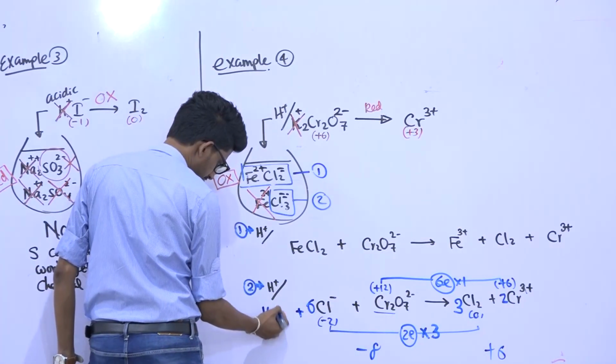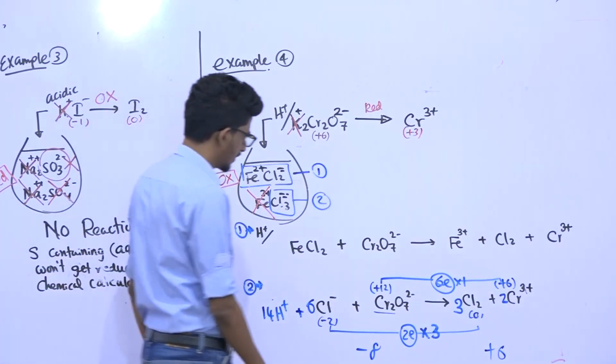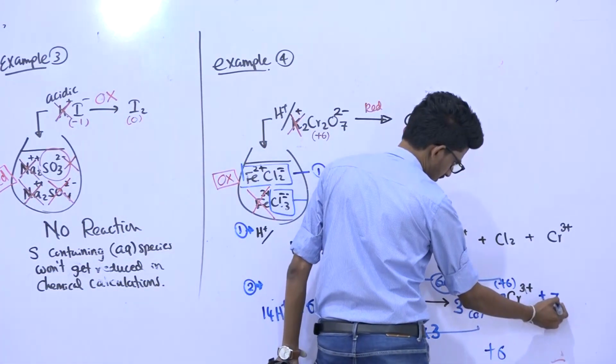So 14 H pluses are needed here. Right? So 7 H2Os are needed at the other side.